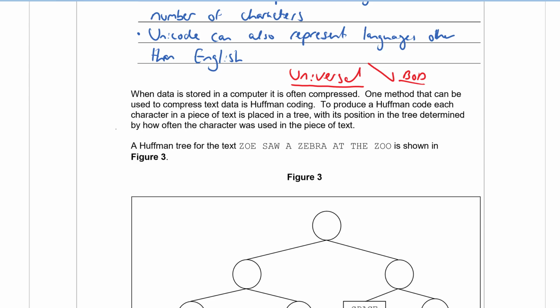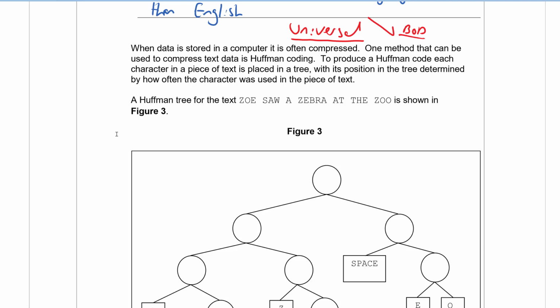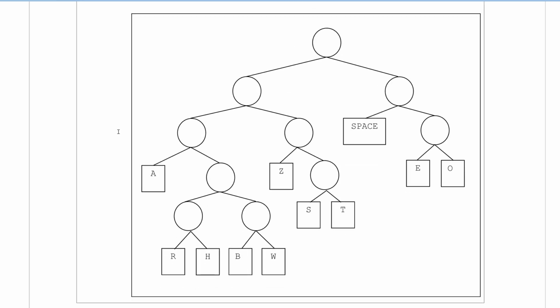I find it a little bit odd, but it's quite a nice thing, I suppose. So, we've got a Huffman tree for the text, "Zoe saw a zebra at the zoo," down here. Now, I really like Huffman coding because it seems very difficult and looks very difficult. If you show that to a non-computer scientist, they'll be quite impressed, I would say. But actually, once you understand how these work, it's not very complicated at all, especially in the exam, right?